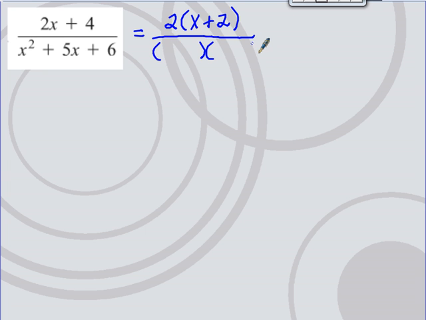you have a trinomial. It'll factor into x and x. Help me finish factoring that, Jordan. What adds to give you 5 and multiplies to give you 6? Thank you. So we broke it apart the same way we did 8/12. Then we look to see, is there anything in common? Yes, top and bottom have an x plus 2. So this reduces to 2 over x plus 3.